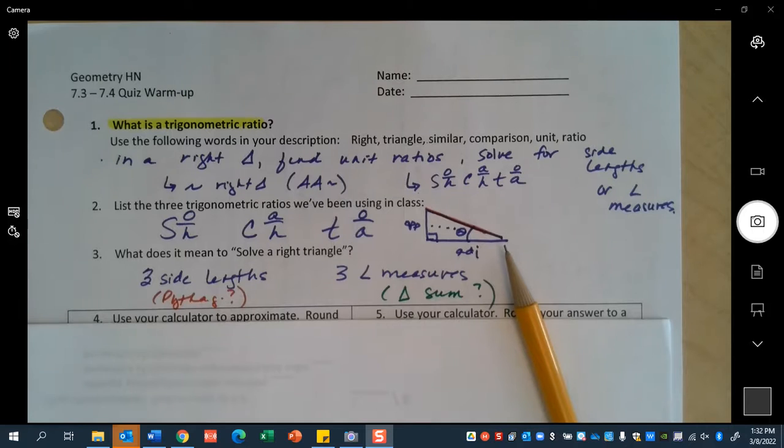So if you're having a hard time telling the difference between your side lengths and your hypotenuse, you can get one of the red pencils. You color it out.